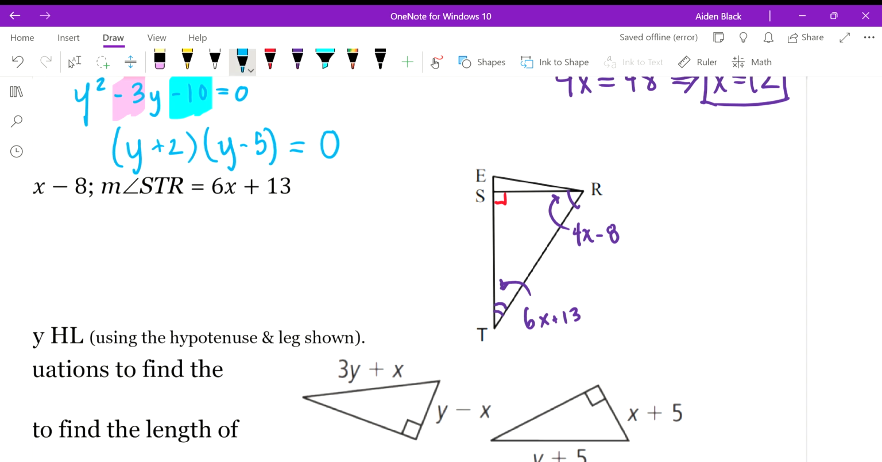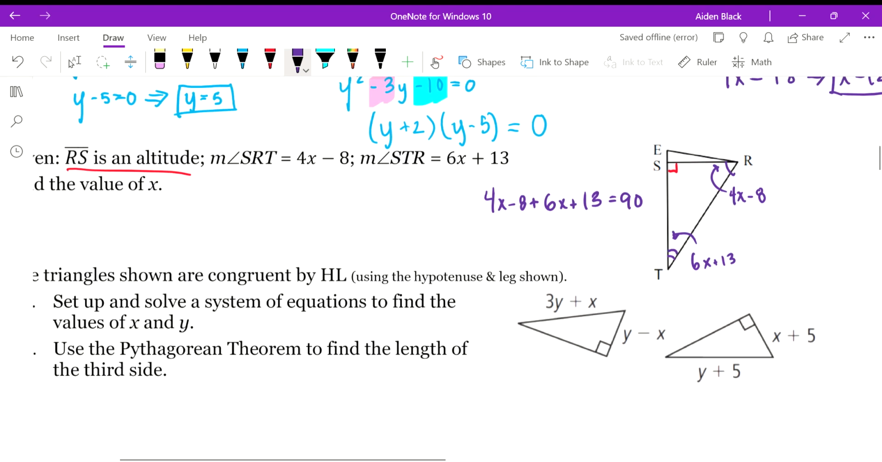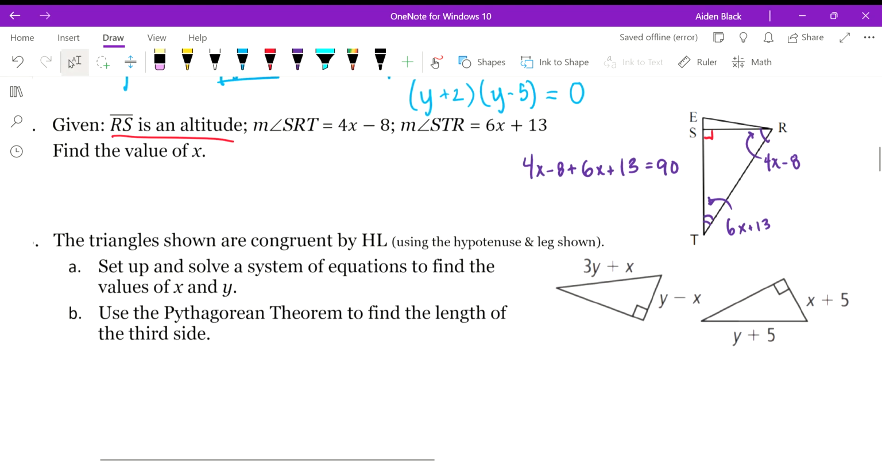Looking at this, I actually see a triangle formed by all these angles I just checked out. You see the triangle? Now, since this is 90 degrees here, what remains out of 180 degrees, the sum of all the angles in a triangle? If you already have 90 taken up, that means the remaining two must equal 90 when you add them up. So 4x minus 8 plus 6x plus 13 equals 90. So that's all you need to do, just solve for x and you're good.